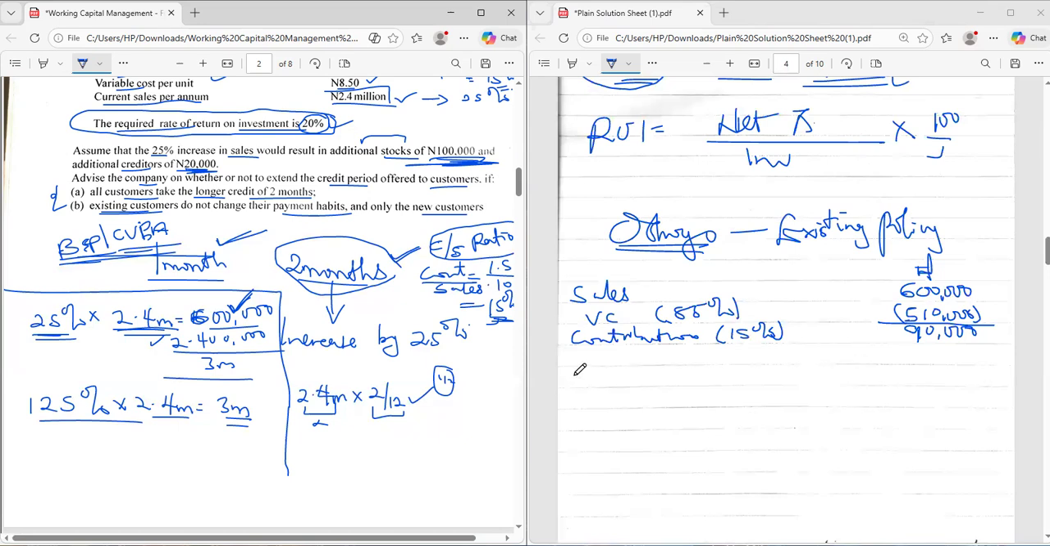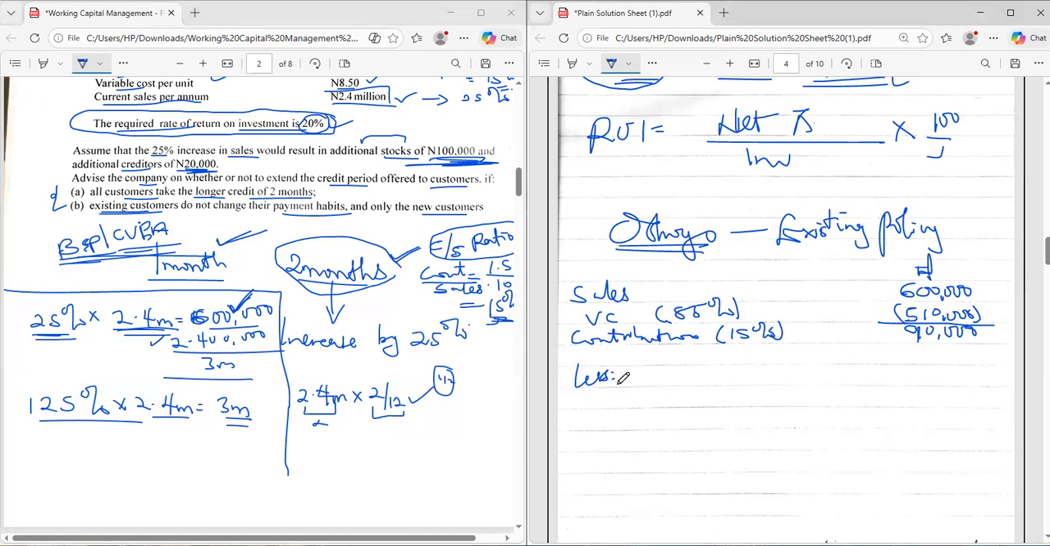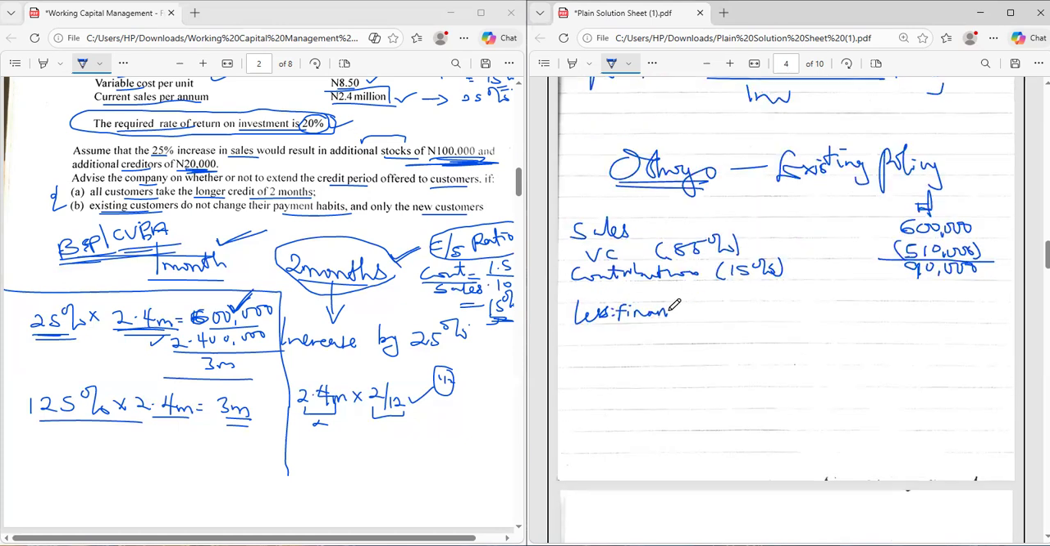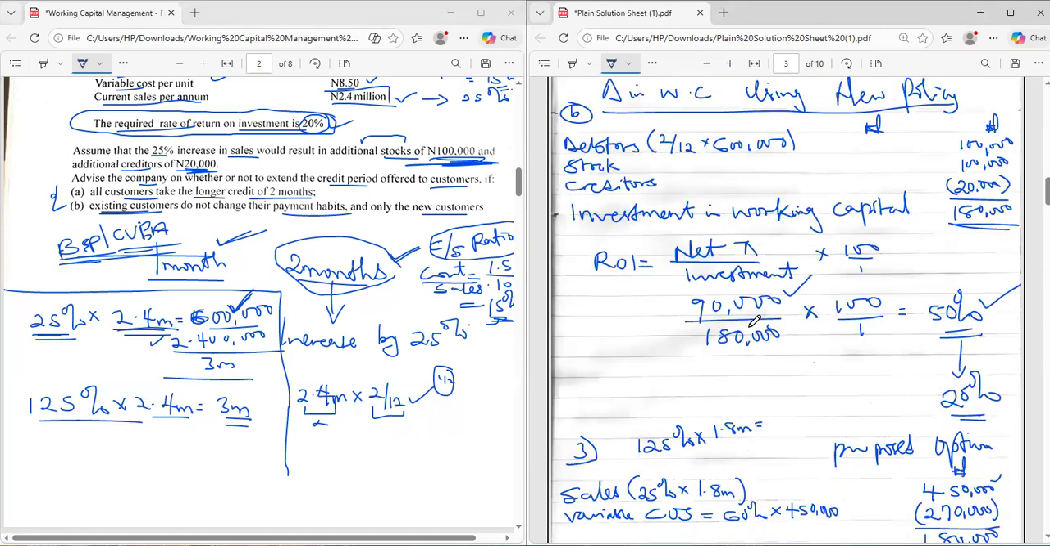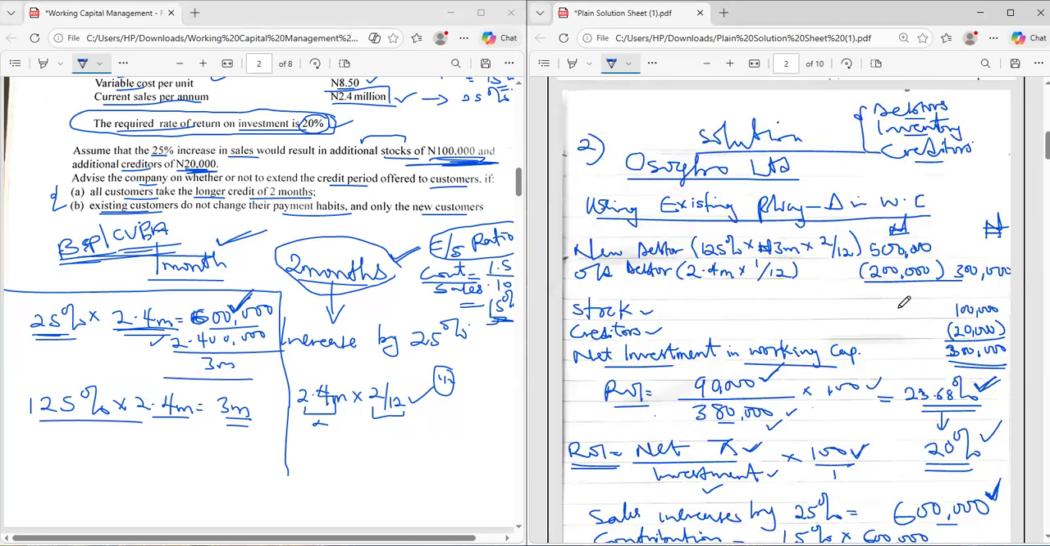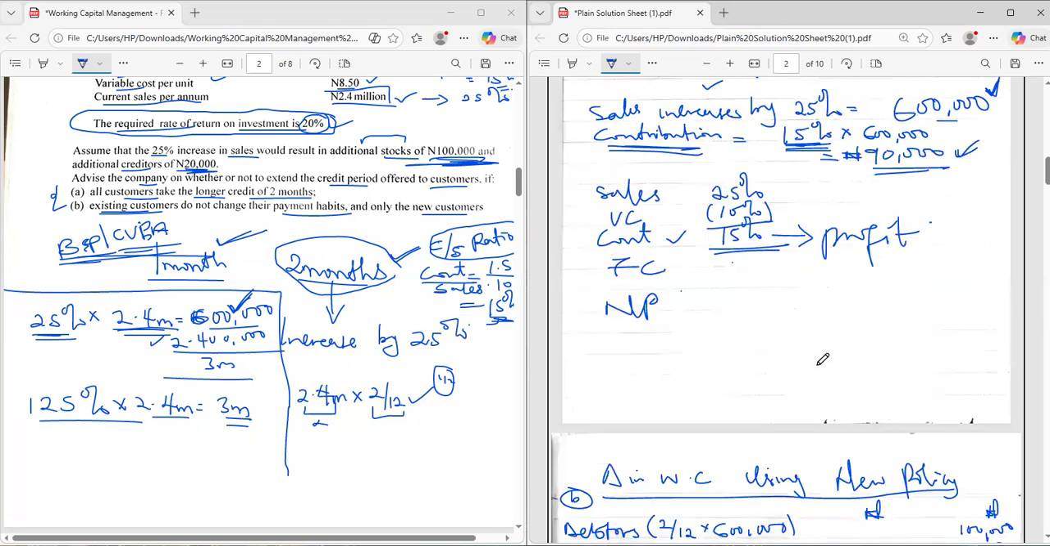So the last part will now be less finance costs. Before you get finance costs, you must look for what? Your working capital. So let's go and check our working capital change that we did. This working capital change that we did here, we got 380,000. If I'm solving the question afresh, I know what to do. So this 380,000 is our change in working capital. So pick it.